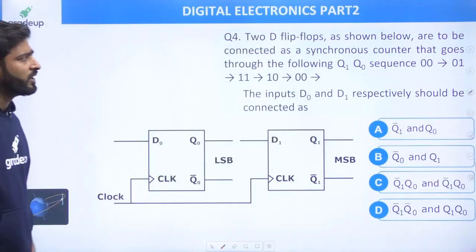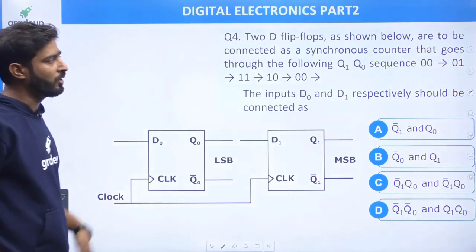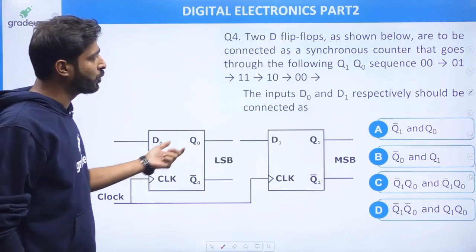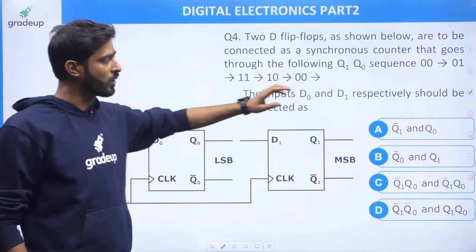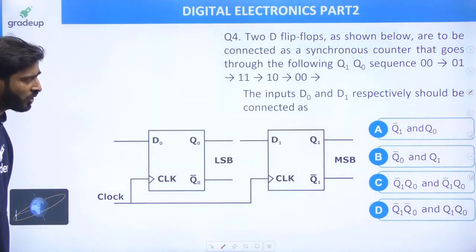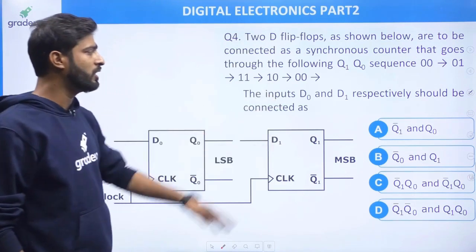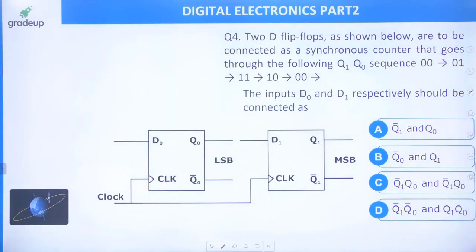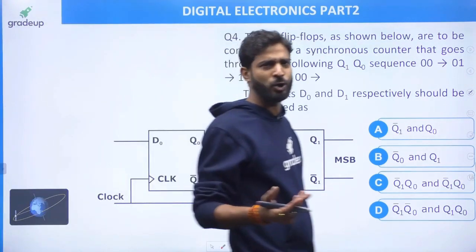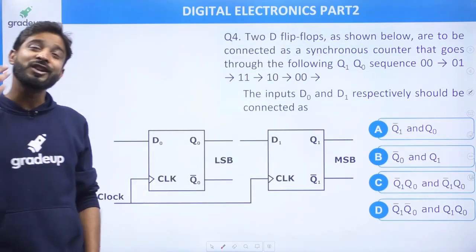The two D flip-flops shown below are to be connected as a synchronous counter that goes through the following Q1 Q0 sequence: 00 to 01 to 10, after that 10, after that 00, and so on. The inputs D0 and D1 respectively should be connected as what? It is nothing, it is just a question related to synchronous counter design. It is the question related to, my dear friend, the synchronous counter design.